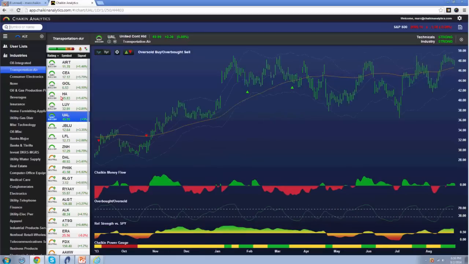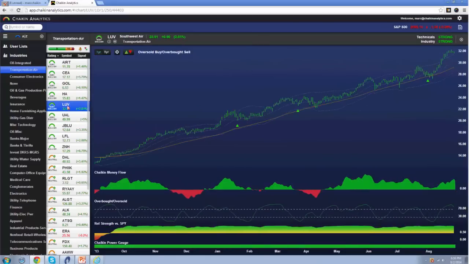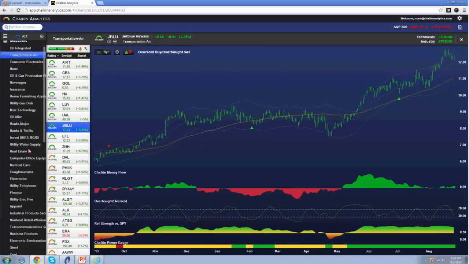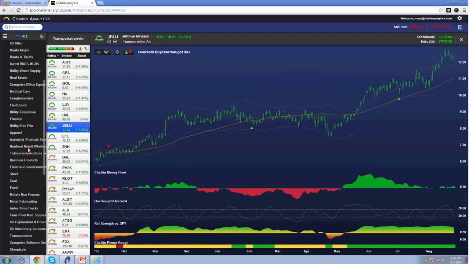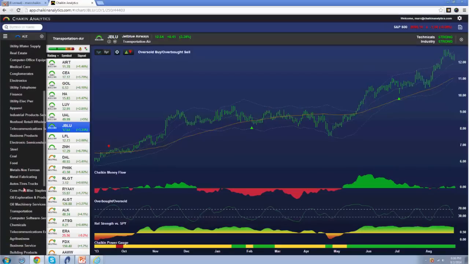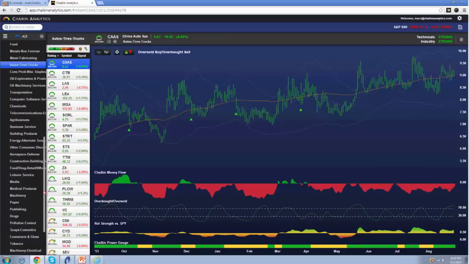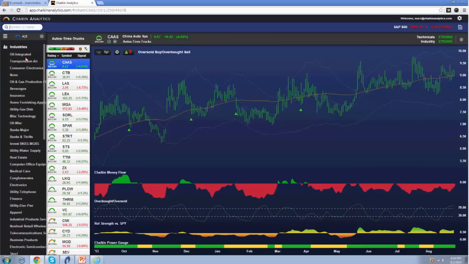The winners clearly, and it's so easy to see if you loop through these charts, are Southwest Air and JetBlue. They're the winners. And then if I go down and I try and find autos, they're way down near the bottom of the list based on the power gauge ranking. They're actually in the middle of the pack. I like trading alongside in groups that are in the top 10 to top 15.